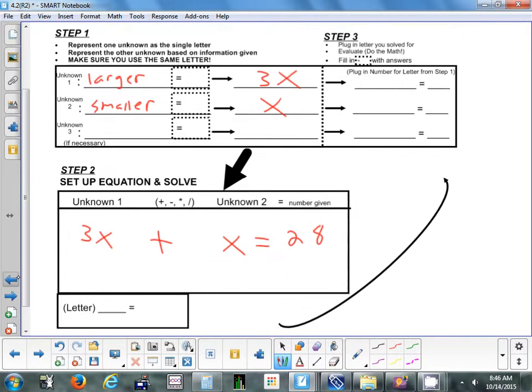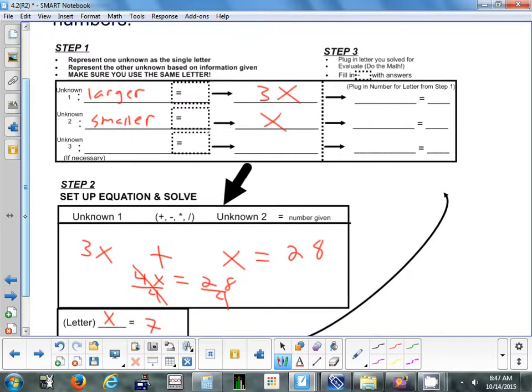Okay. So now we'll combine like terms. 4x equals 28. Divide by 4 on both sides. That means x equals 7. Good.